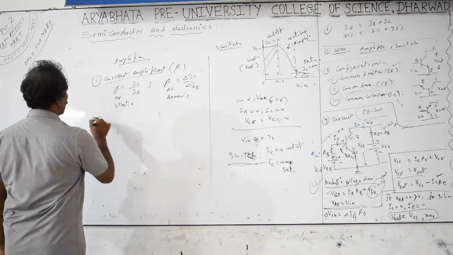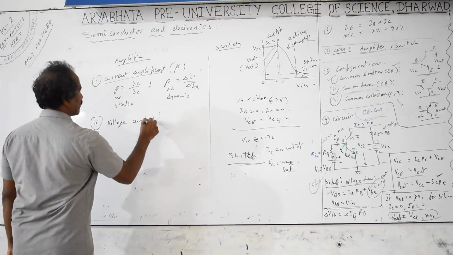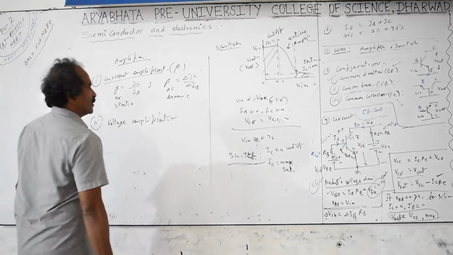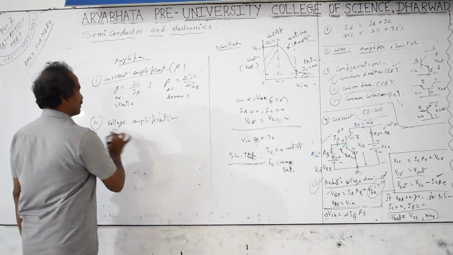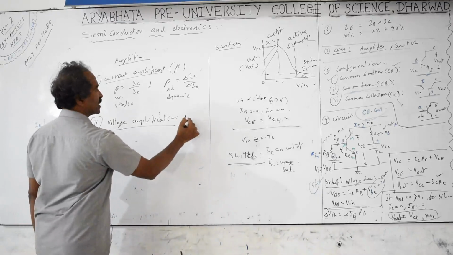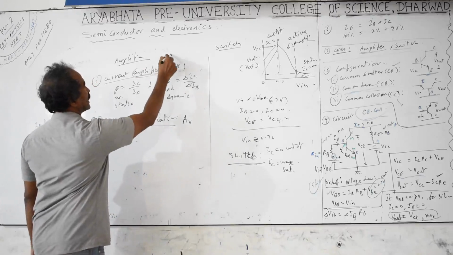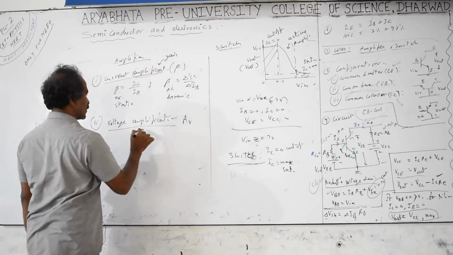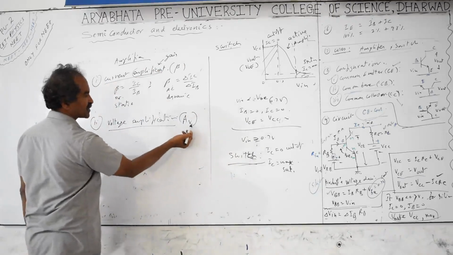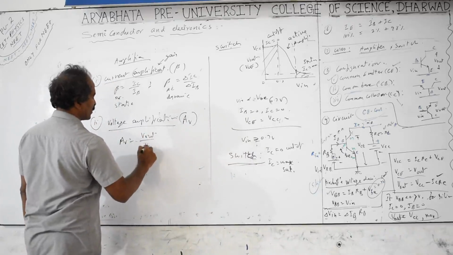Next is voltage amplification. Voltage is nothing but V equals I into R. Similar formula you can remember here also. The output voltage by input voltage is taken with the symbol voltage gain. Voltage amplification is also called gain. This is called current gain. This is also called voltage gain. What is this? Voltage amplification, AV, subscript V. AV is equal to V out by input voltage.